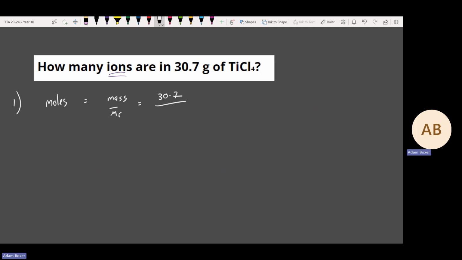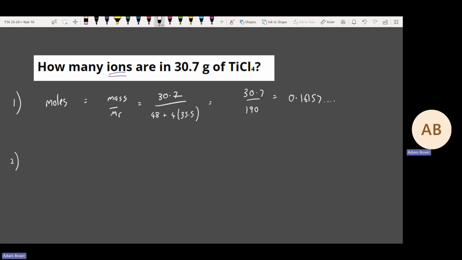the Mr of TiCl4. I get my periodic table, and I know that titanium is 48. So I go 48 plus, and then I've got 4 lots of chlorine, which is 35.5. I plug that into my calculator, 48 plus 4 lots of 35.5, and that will give me 190. So I get 30.7 divided by 190, and that gives me 0.16157, etc. And I want to try and keep as many decimal places as I can for the minute.